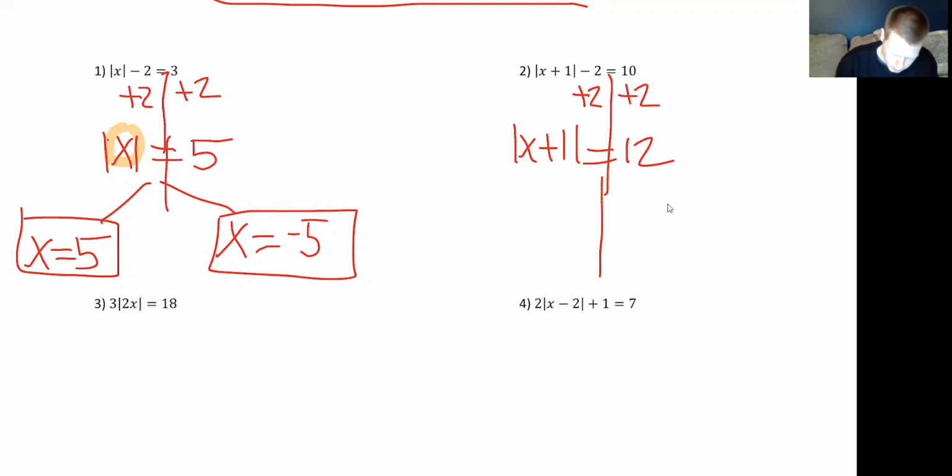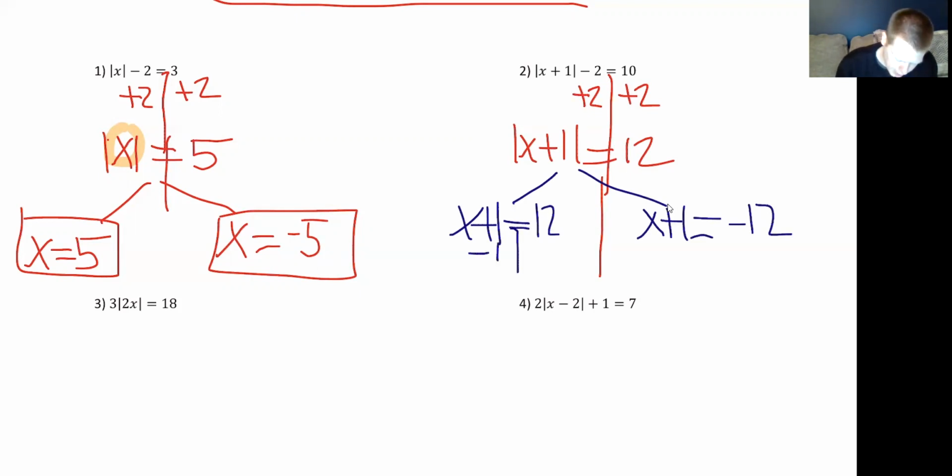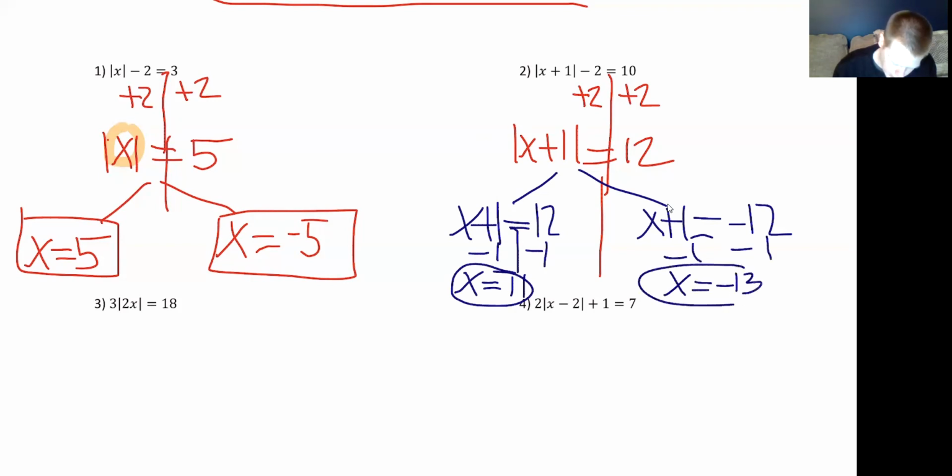So I'm going to maybe use a different color. You'd have x plus 1 equals positive 12. You'd have x plus 1 equals -12. And then from here, you would just solve these equations. Subtract 1. Sorry, my handwriting's a little sloppy, but you'd get positive 11. Subtract 1 from -12, you'd get -13. And those would be your two answers.